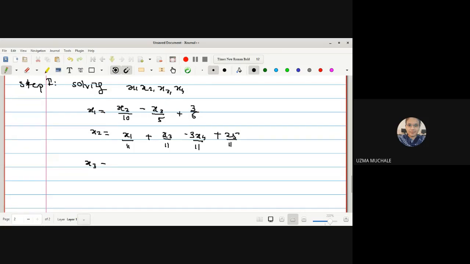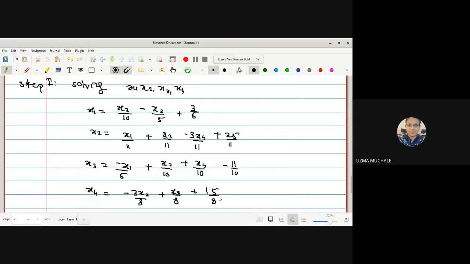Next, x3 is equal to x1 divided by 5 plus x2 divided by 10 plus x4 by 11, minus 11 by 10. x4 is equal to minus 3 x2 divided by 8 plus x3 divided by 8 plus 15 by 8.